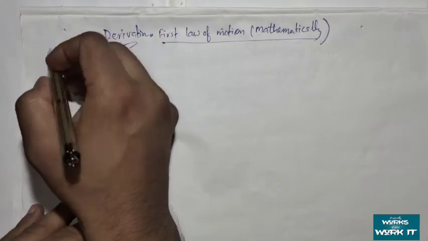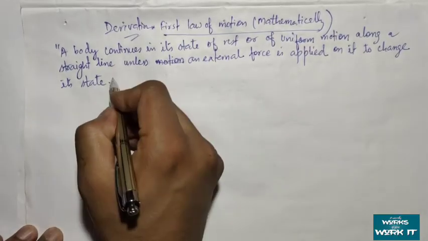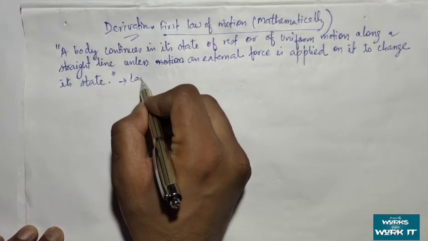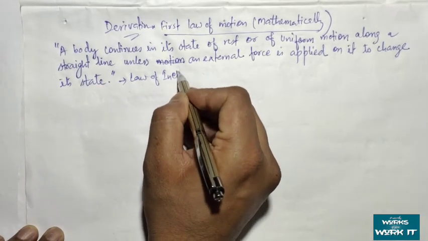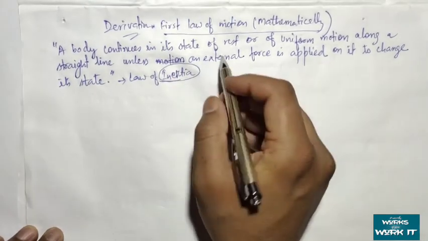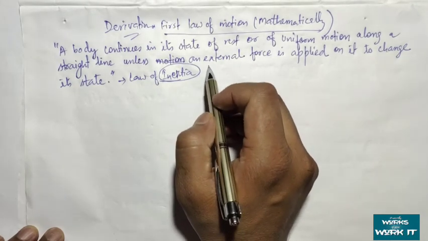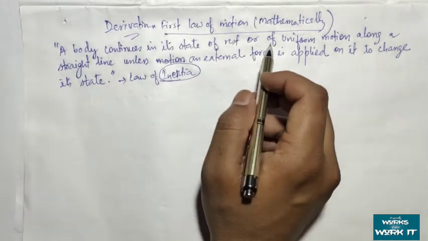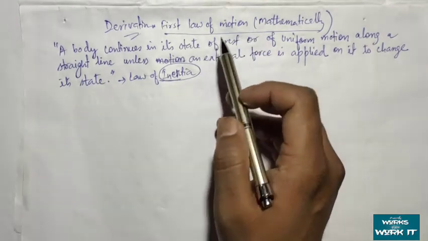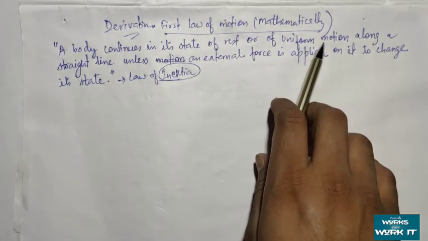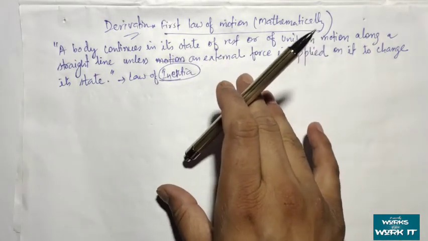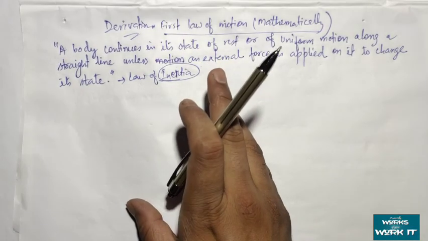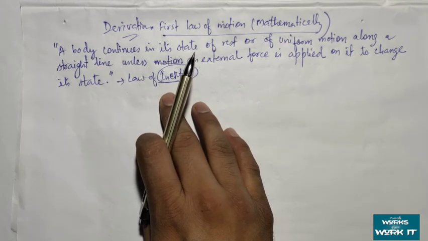So this is the statement of the first law of motion. This law is also known as the law of inertia. What is inertia? It is the tendency of a body to continue its state of rest or of uniform motion in a straight line. So it will remain in a state of rest or in uniform motion in a straight line unless an external force is applied to that object. That's why it is also known as the law of inertia. So let's derive this one mathematically.